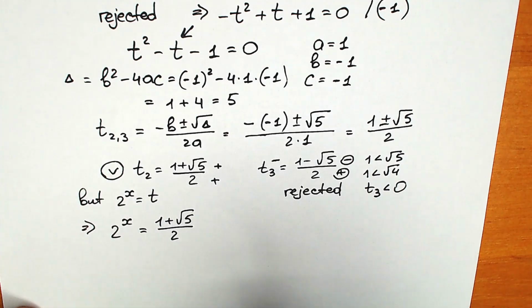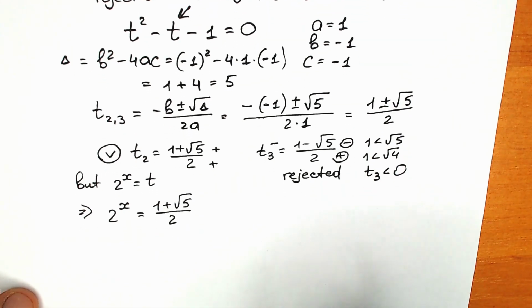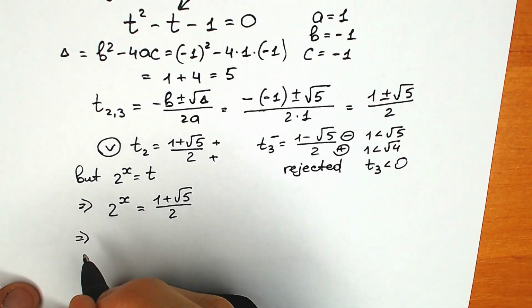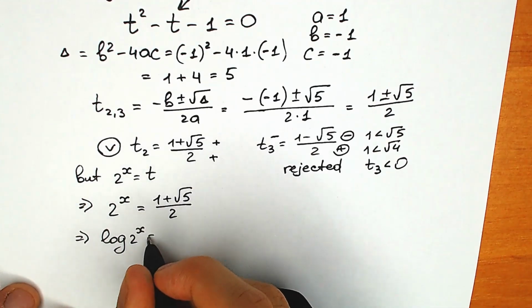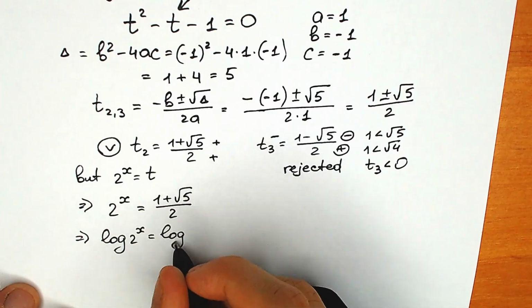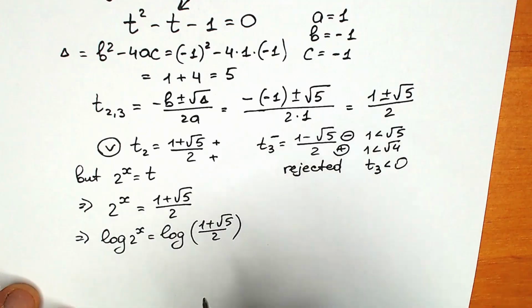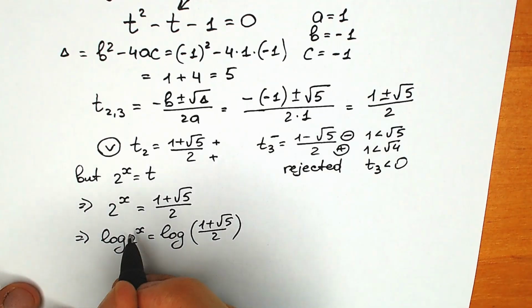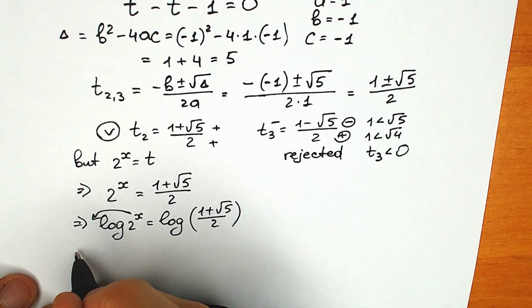And from here we need to find our x. There are a lot of ways to do this, but the basic one is to apply a log on both sides. As a result, we have log of 2 to the x equal to log of this expression, 1 plus square root of 5 over 2. Now, according to a basic log property, we can write this x right here in front of it, because this is our main log property.